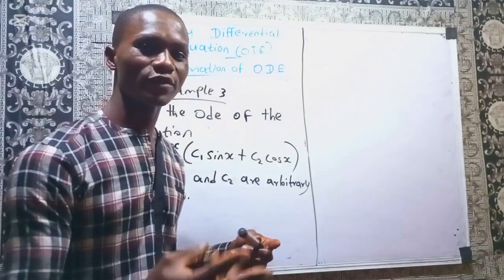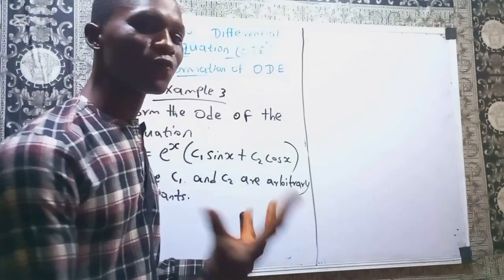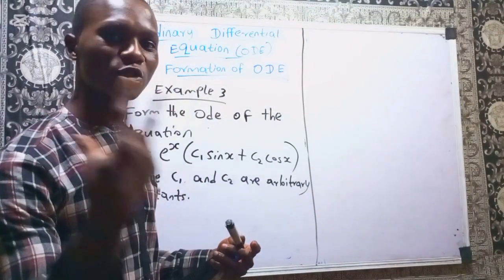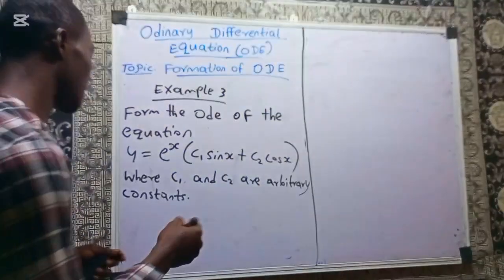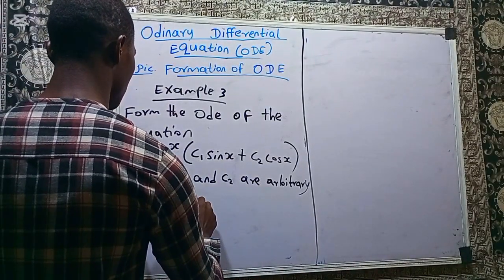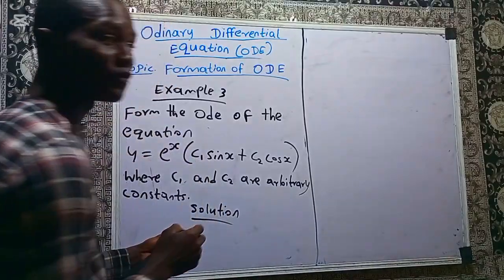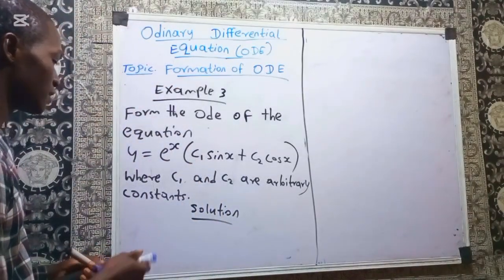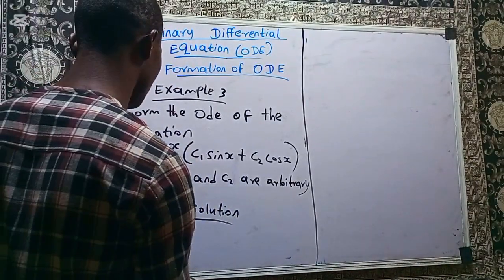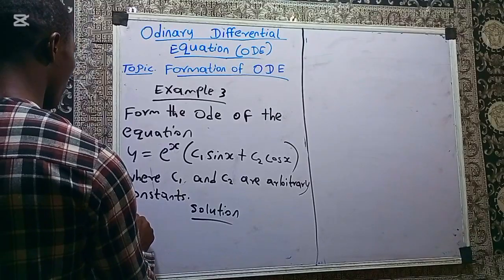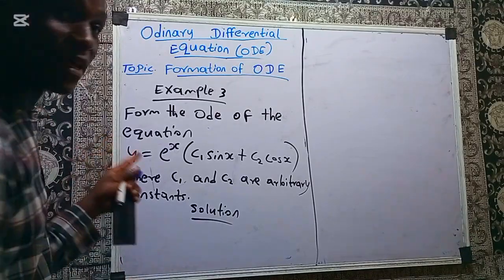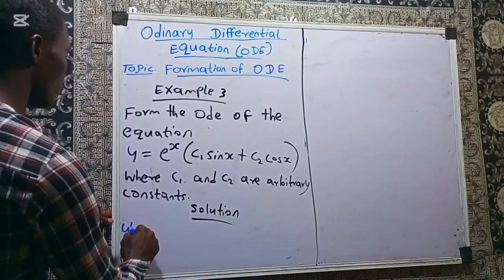So how many times will you differentiate? Two times. So you are expecting an ODE of what order? Order 2. So let's begin the solution. You are going to perform your first derivative, y prime. So y prime will be equal to what?